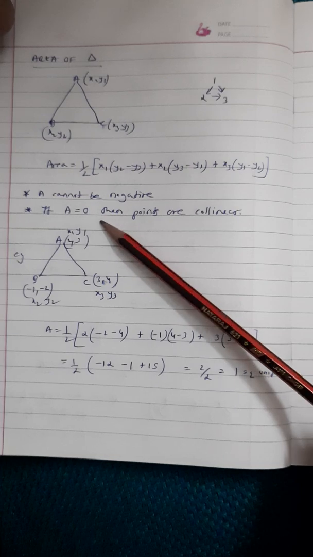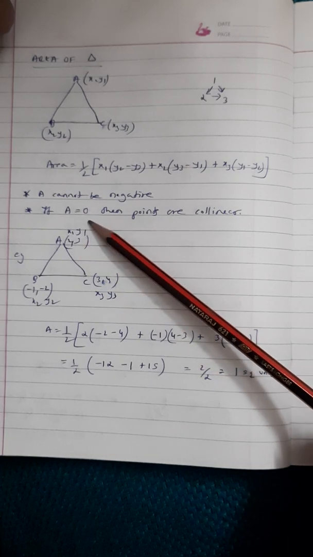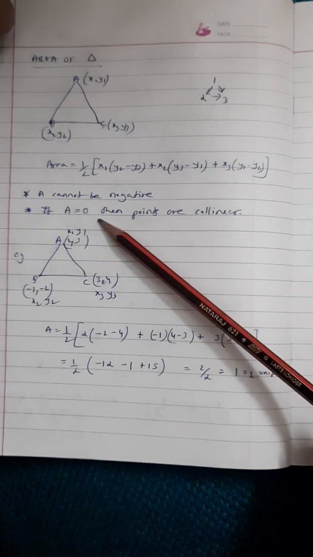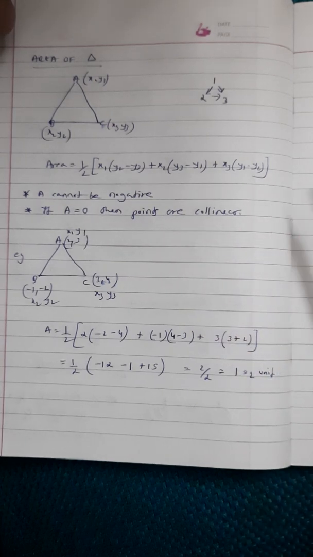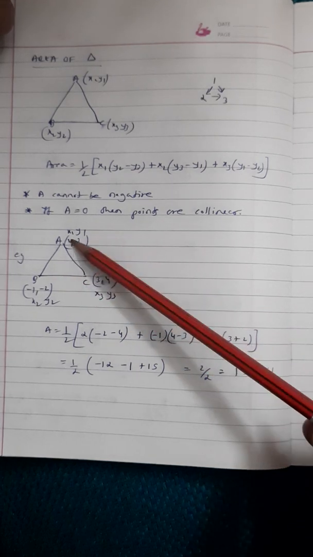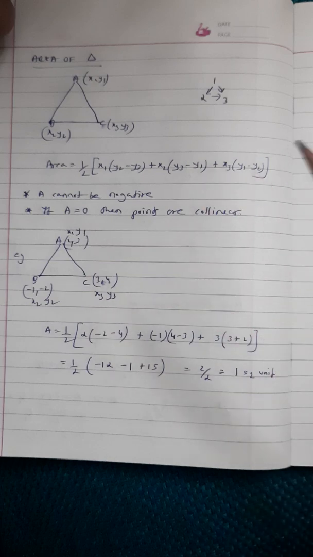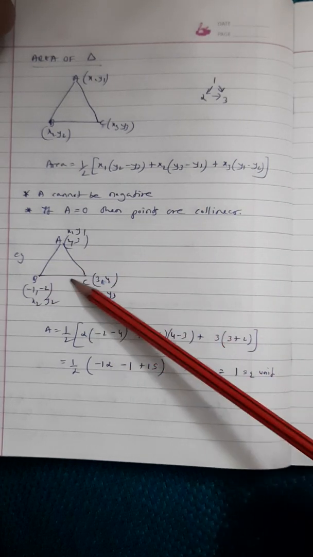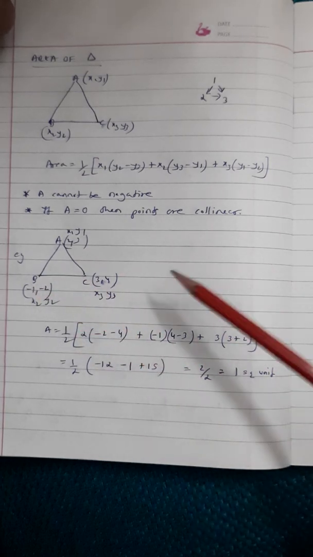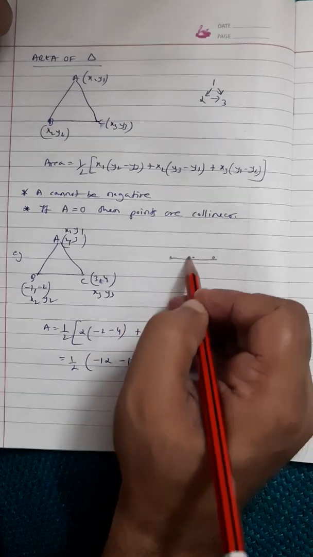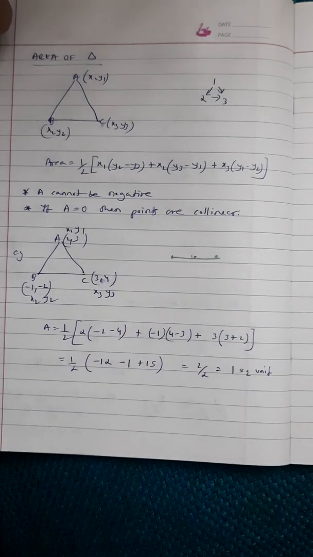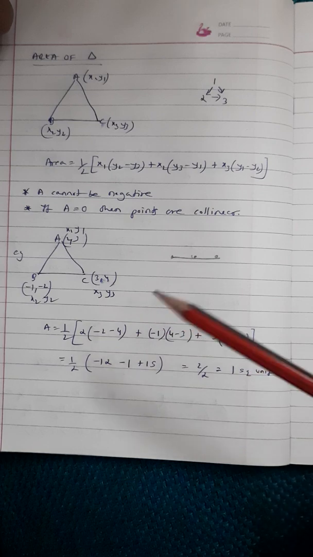Second thing, note down that if the area you are calculating comes 0, that means the points are collinear. So collinear points will have 0 area. If you are having a triangle, however big or however small, there will be a value associated with it. There could be a big value, there could be a very small value, but a triangle will always have a positive area. But if the points are collinear, that means they lie on the same line, then the area will be 0. So this is also a method to find out whether points are collinear.